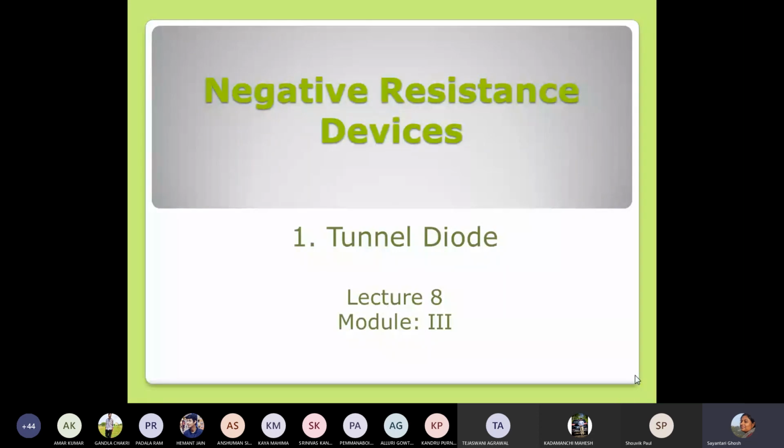Okay. Let us start our discussion on a very special type of devices which are called negative resistance devices. These are a family of devices, and we will learn about three different important members of this family one by one. The first one we'll talk about today is tunnel diode. We'll also talk about Gunn diode, and IMPATT and TRAPATT later.